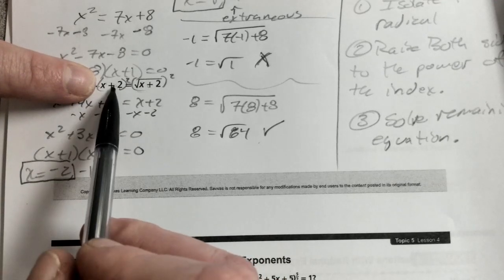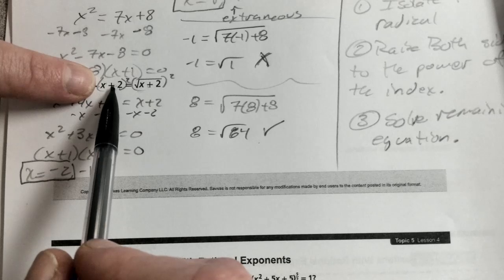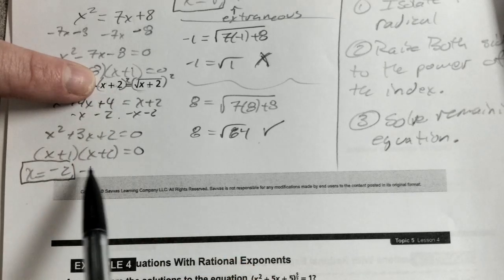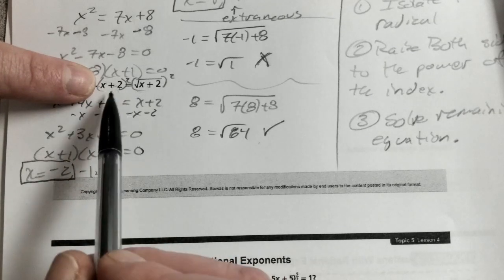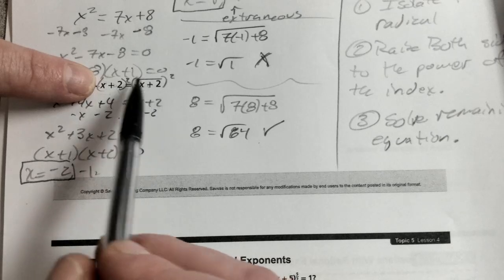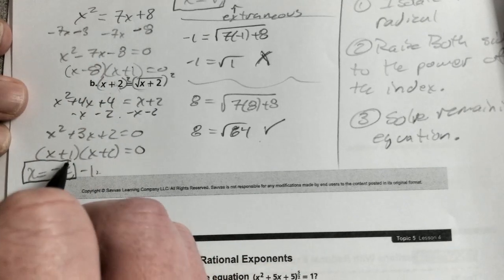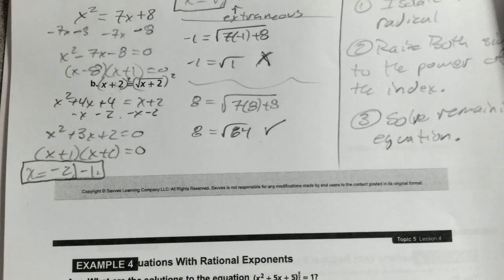-1. -1 plus 2 is 1. Is the square root of 1 the same thing as 1? Yeah, so both of these solutions actually work.